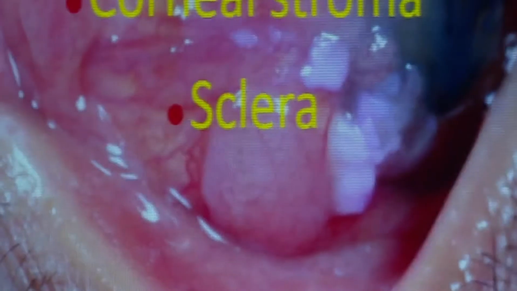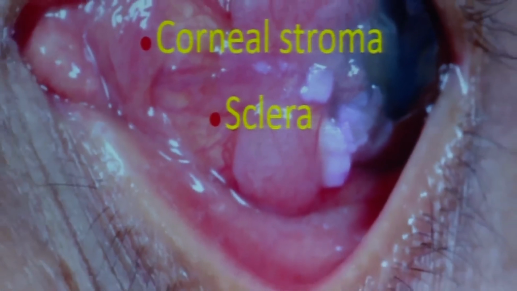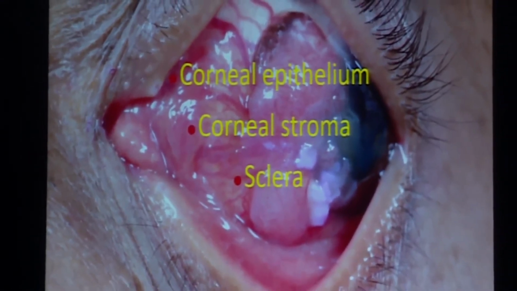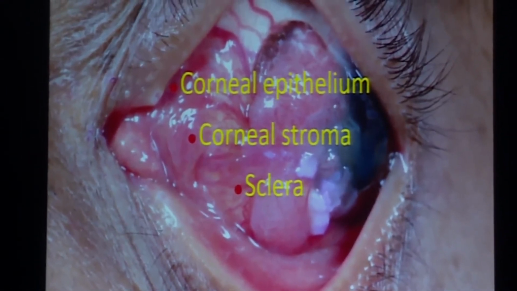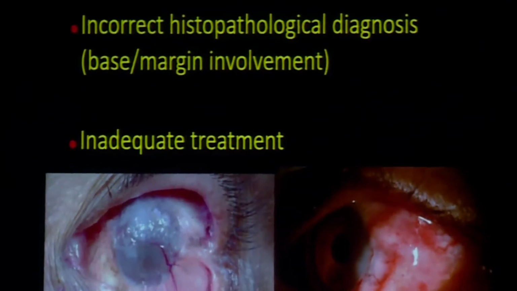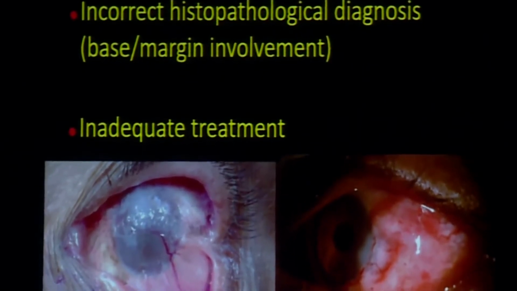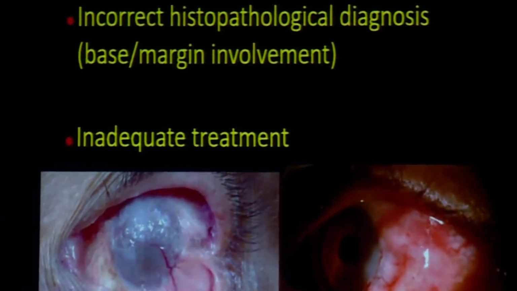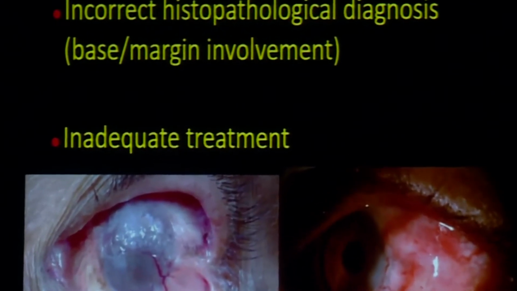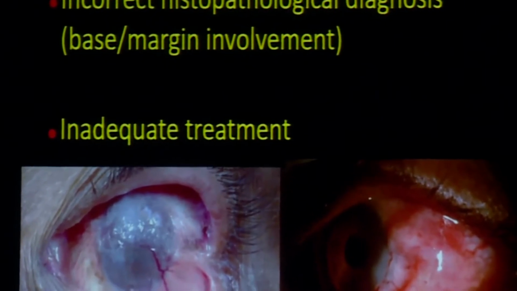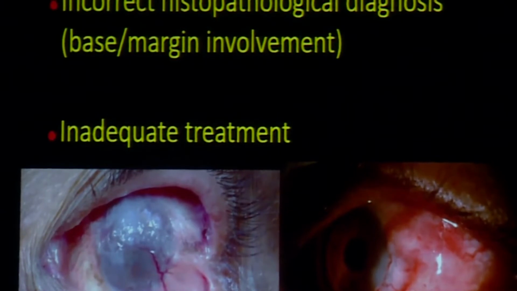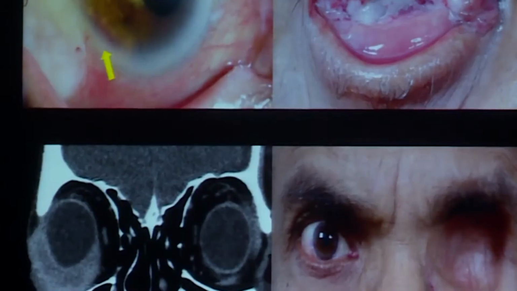No financial disclosure. So OSSN can extend horizontally into the corneal epithelium and stroma, and a little more uncommonly vertically into the sclera. Any suboptimal management in the early stage of OSSN, either due to incorrect histopathological diagnosis regarding base and margin involvement or due to inadequate treatment despite the correct histopathological diagnosis, can lead to progression of the lesion and multiple recurrences.